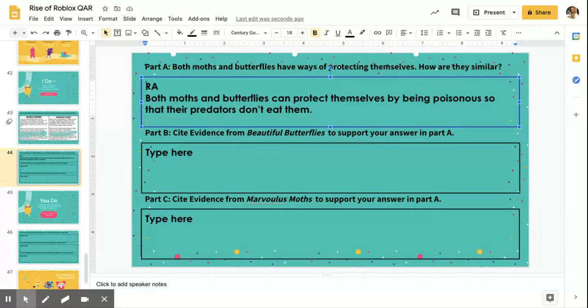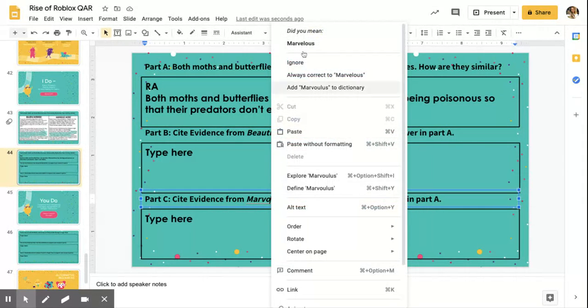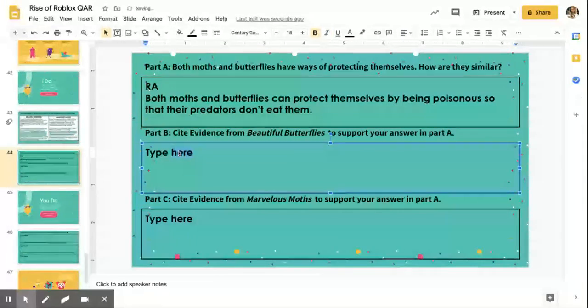But let's look down at part B. Part B and part C are where it starts to get tricky. It says, cite evidence from Beautiful Butterflies to support your answer in part A. Well, we know from RAP that anytime I see something that says cite evidence, I'm always going to start with, in the text it said. This tells whoever is reading my answer that I am quoting something word for word from the passage.